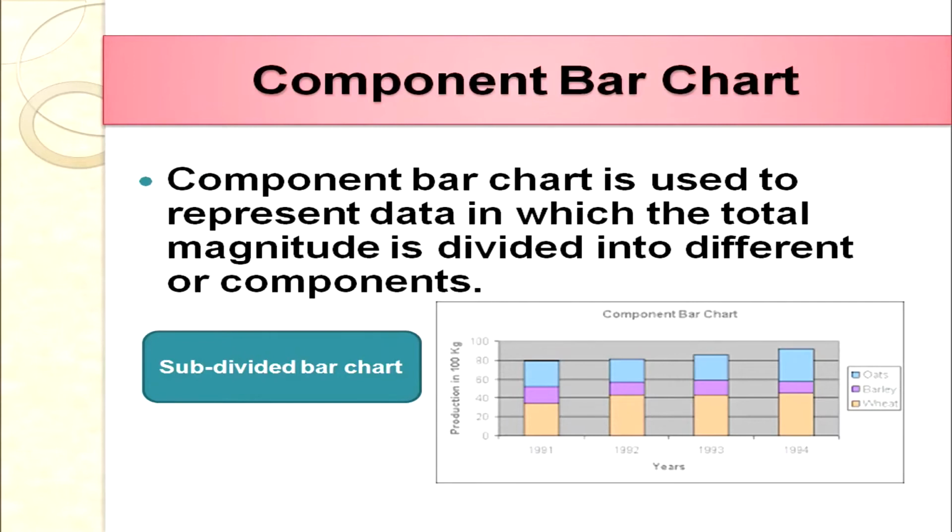So, let us discuss the component bar chart once again. A component bar chart is used to represent data in which the total magnitude is divided into different components. Now, let us see in the diagram, you can see three different colors: one is blue, one is purple, the other is nearest to orange. We can see these are the three components in the bar, that means three kinds of data are being given to us. So, this is a component bar chart.